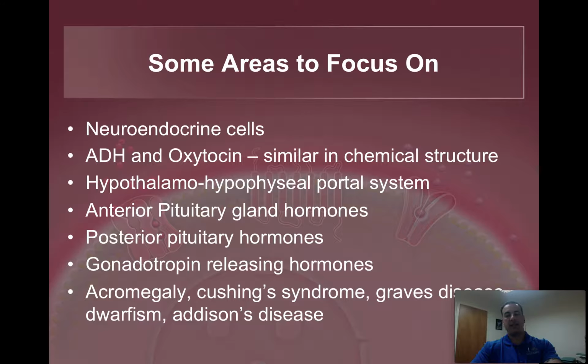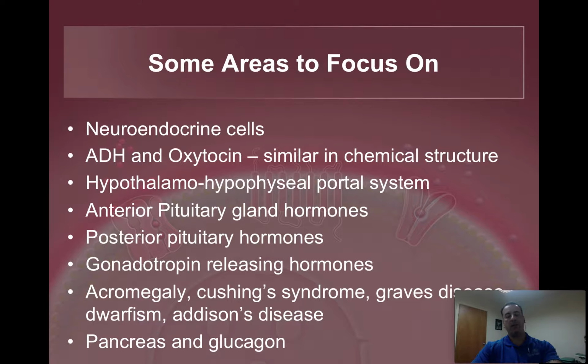Some disease processes, I apologize for the video cutting off the word disease: acromegaly, Cushing's disease, Addison's disease, Cushing's syndrome, Graves' disease, dwarfism. How do these conditions arise? What's lacking in some of them, or what's produced in excess in some of them? What structures are involved? What changes over time? Basically, it's whatever is written in your textbook.